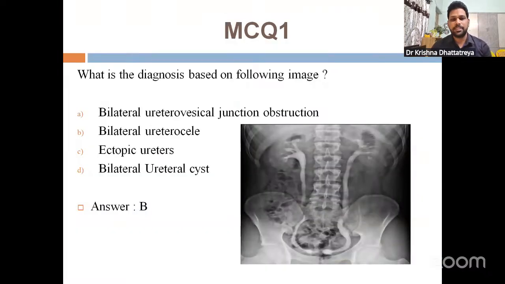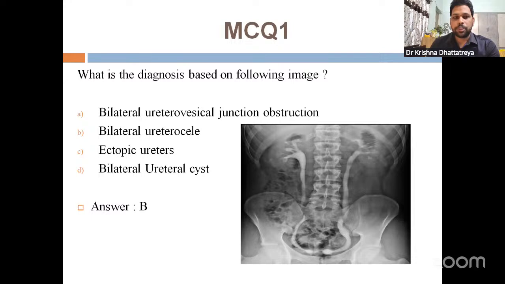The first question is an image based question. Whenever you get an image based question, first you have to identify what kind of image it is. This is an image of intravenous pyelogram. So the answer here is bilateral ureterocele. You can see the cystic dilatation of the distal part of the ureter that is present bilaterally in this case. So the answer is bilateral ureterocele.